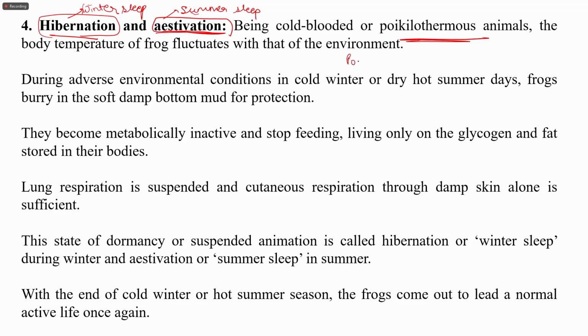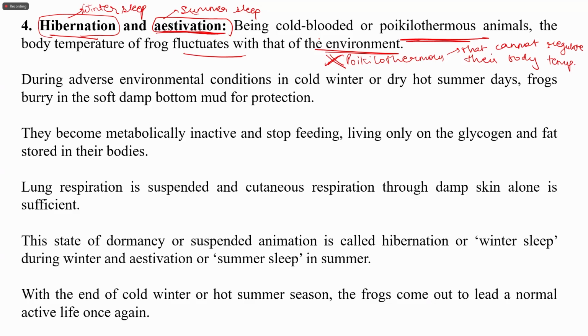Poikilothermous animals are the ones that cannot regulate their body temperature. These animals lack the ability to regulate their body temperature, and therefore their body temperature fluctuates with that of the environment. In humans, for example, we know that there is a fixed constant body temperature, which is around 37 degrees centigrade. Irrespective of summer or winter season, the body tries to maintain the temperature and it remains constant.